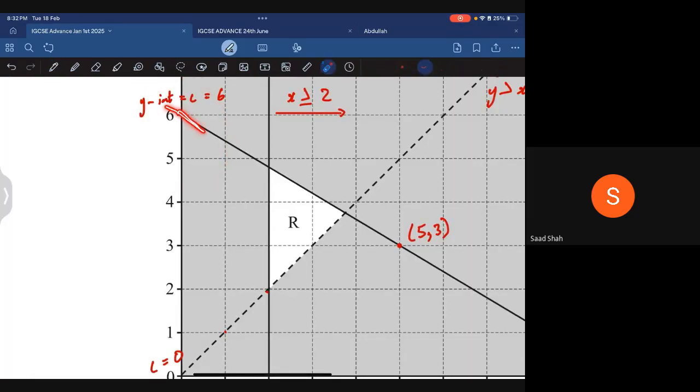You can clearly see the line is cutting the y-axis at 6, Saad. And what is your general form of the equation? Y is equal to mx plus c. And c is what? The y-intercept. So that is why I wrote c as x. Oh, c as 6.